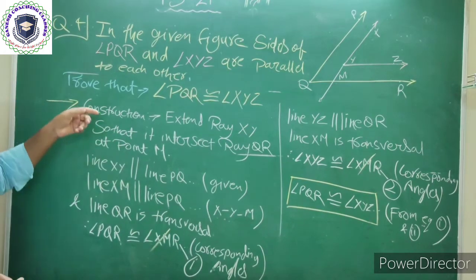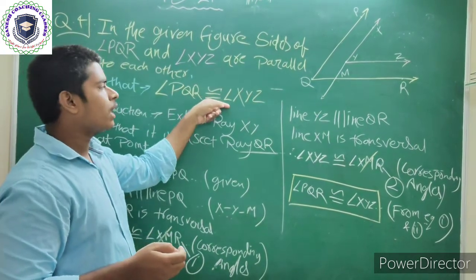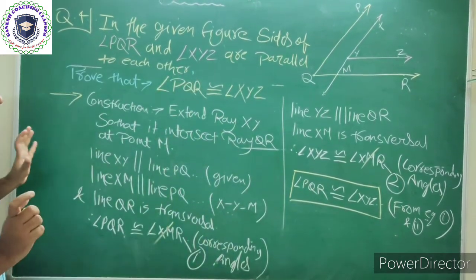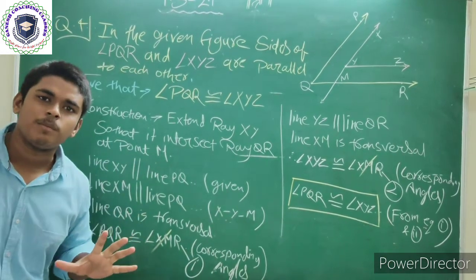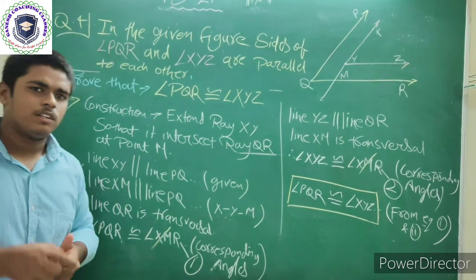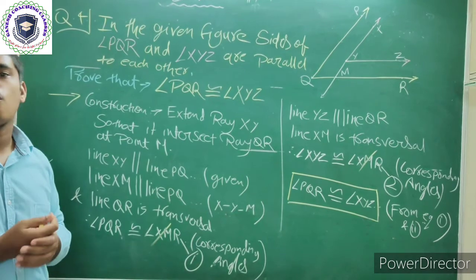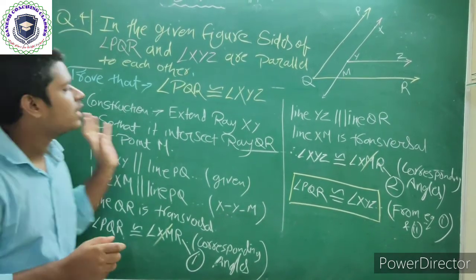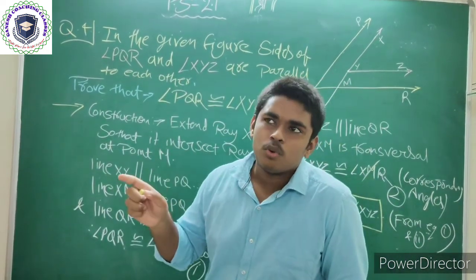In the question we were asked to prove that angle PQR is congruent to angle XYZ, and we found it here. So you have to solve this type of question by this method. If there is no relationship, then we have to take any of the angles, or we have to extend one line to make a relationship between two angles. So here we completed question 4, and question 5 we will do in the next lecture.